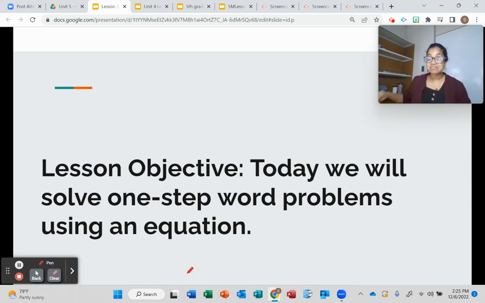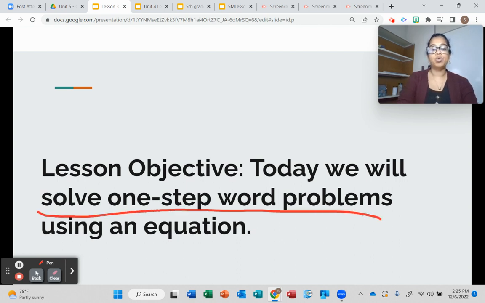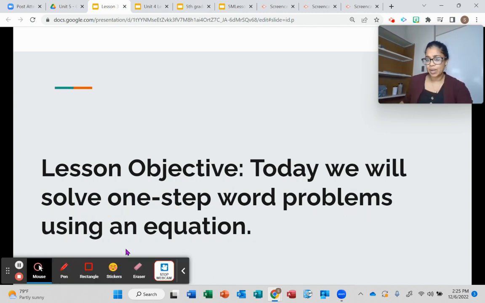Let's go over our lesson objective. So our lesson objective for today: we will solve one-step word problems using an equation. All right. Now, before we get into our problem for today, let's go over what is an equation, right?